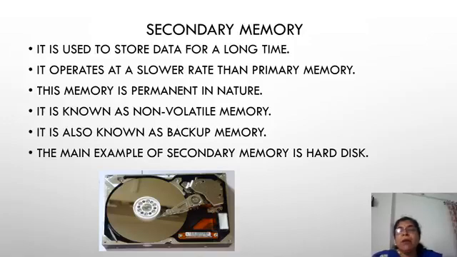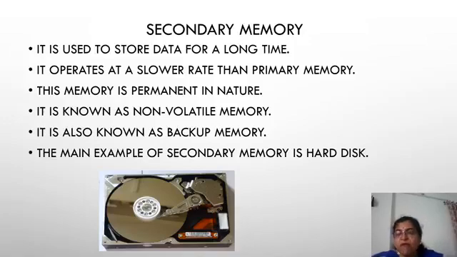The main example of secondary memory is the hard disk. Understood? It is not used for any other working, but whenever we want to store some information, we can store it in the hard disk. That is an example of secondary memory. Other examples are the pen drive, or flash drive as you call it, and the external hard disk.